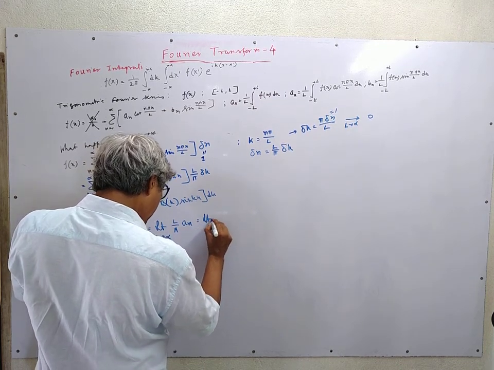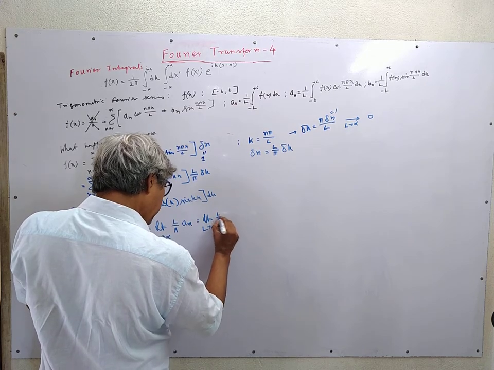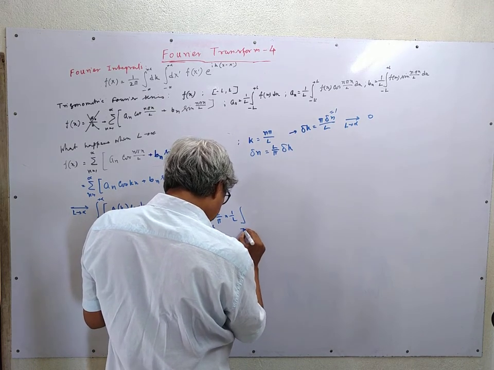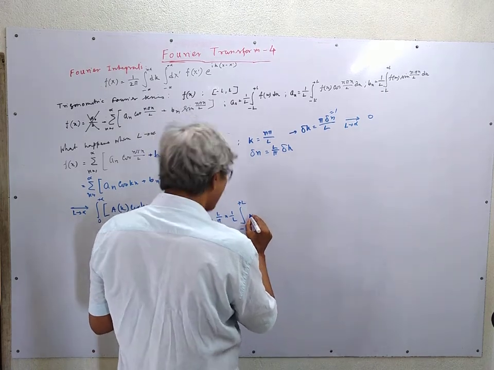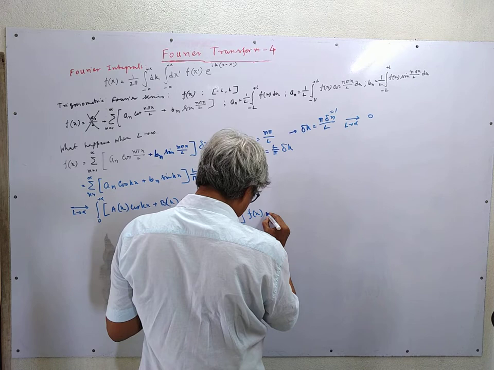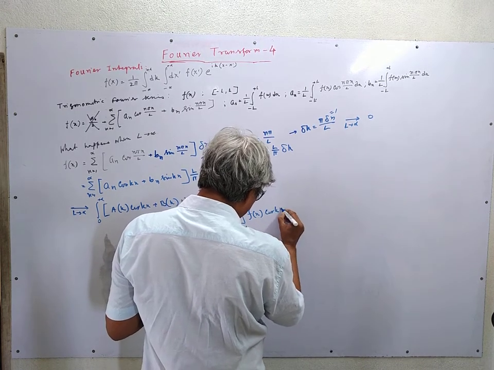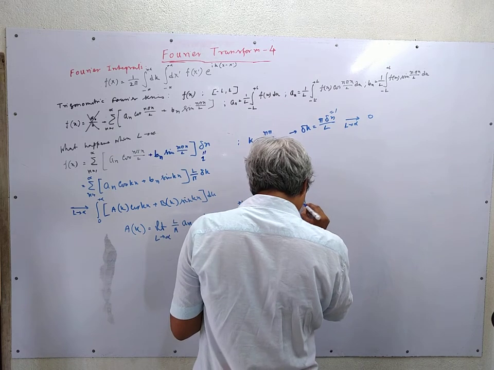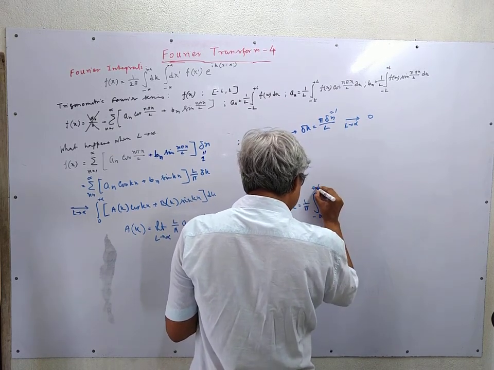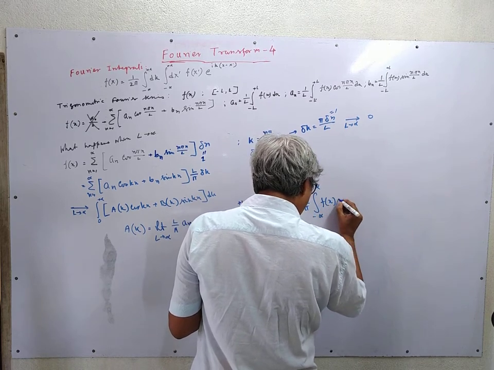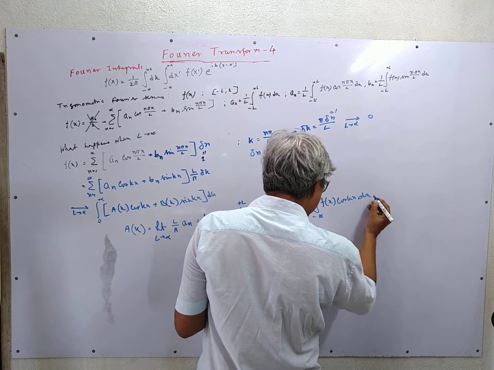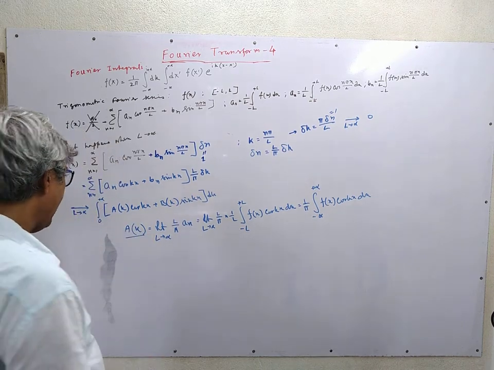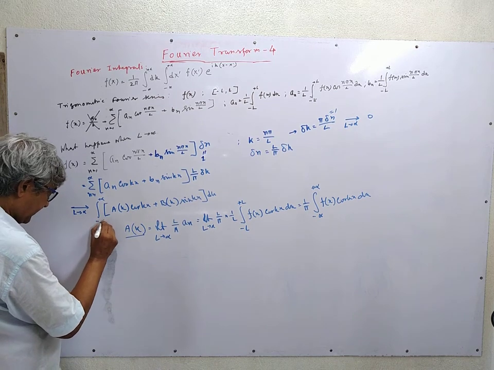This is equal to limit L tends to infinity, L by pi, and from the definition of a_n, 1 by L comes, and then minus L to plus L, f of x cos of kx dx. On simplification, this becomes 1 by pi integration from minus infinity to plus infinity f of x cos of kx dx. When we integrate this out, the resulting quantity is a function of k, so this is the definition. Sorry, it should be minus infinity.